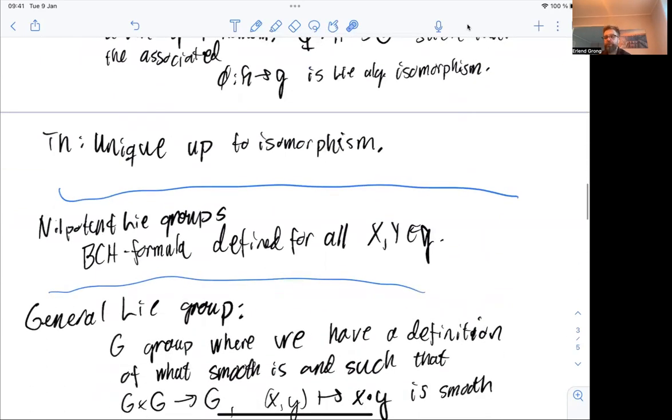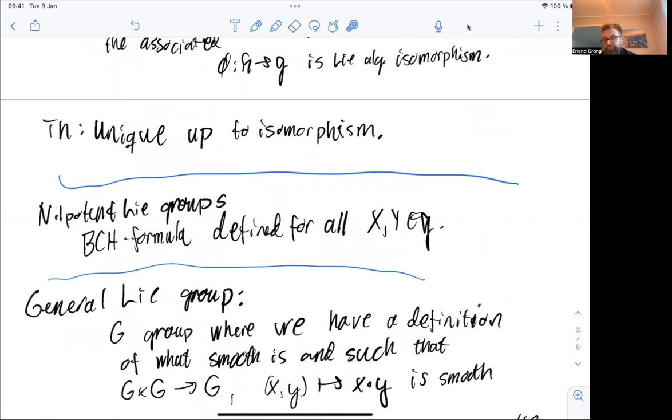So for nilpotent Lie groups, there's a lot of relationship between nilpotent and unipotent that you can look at.